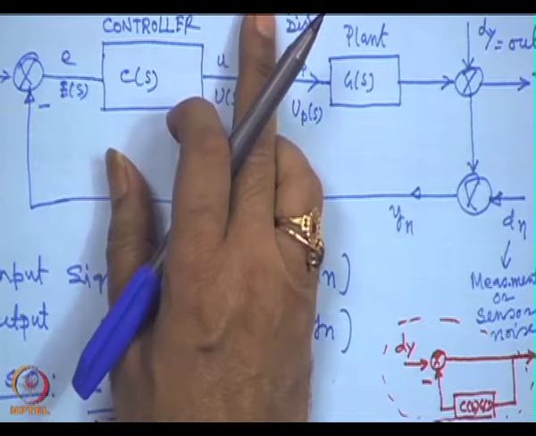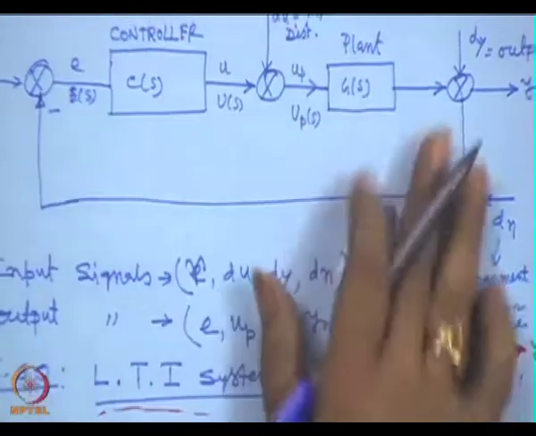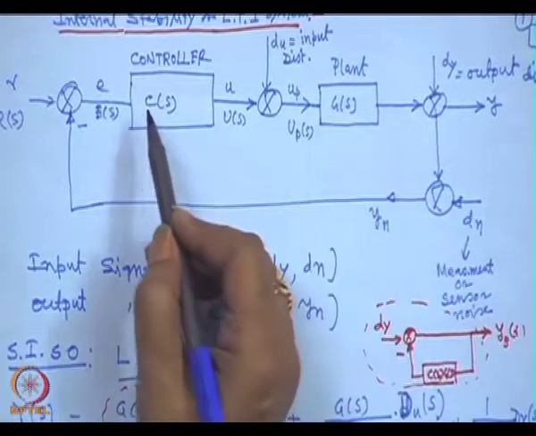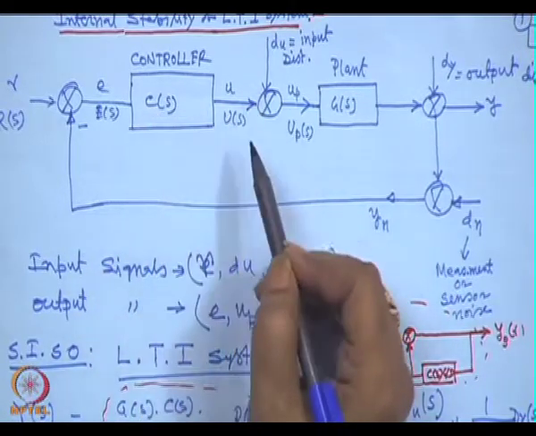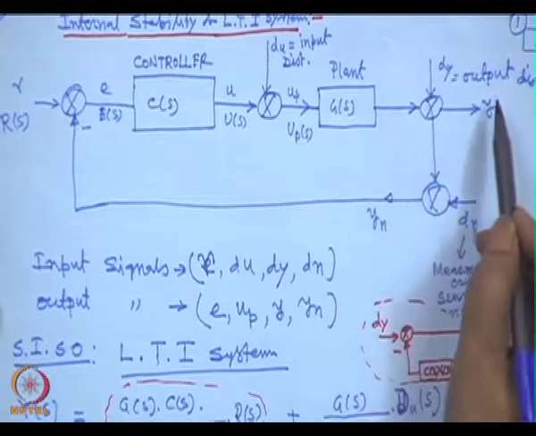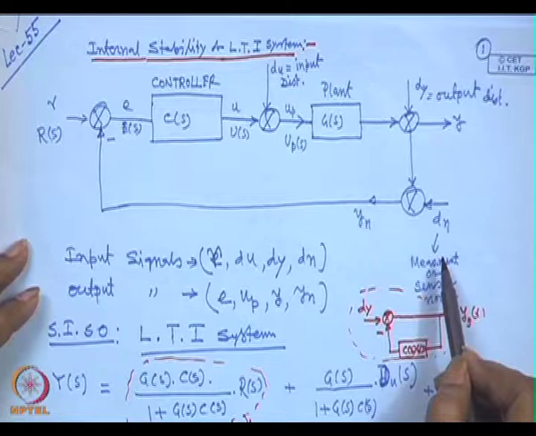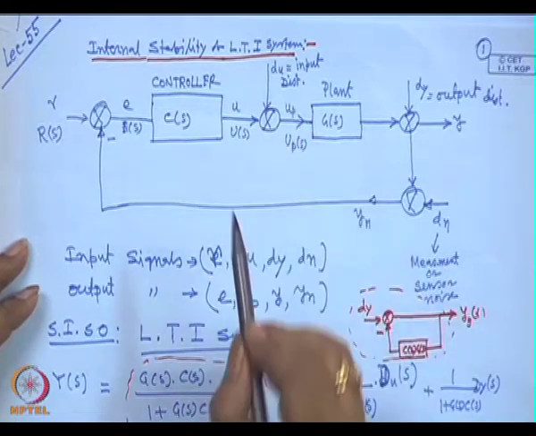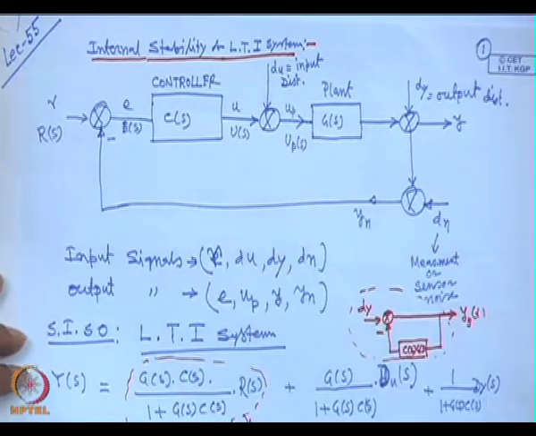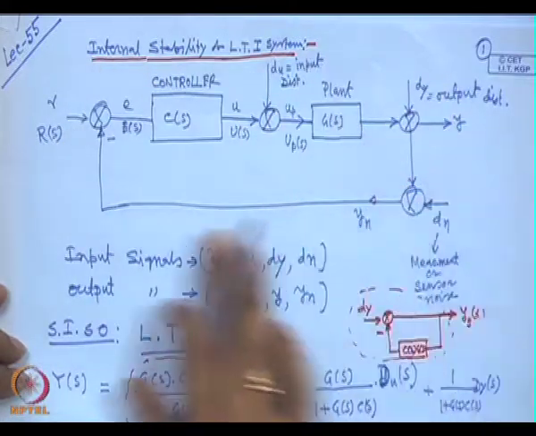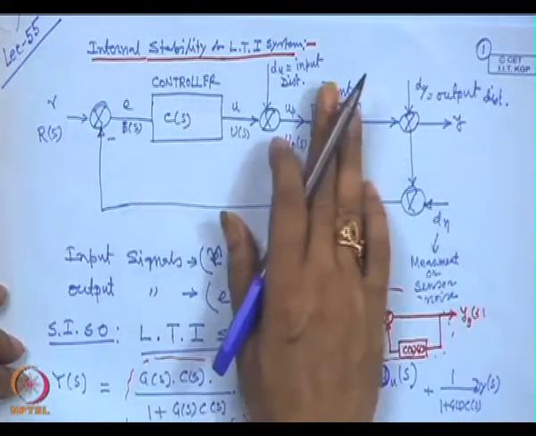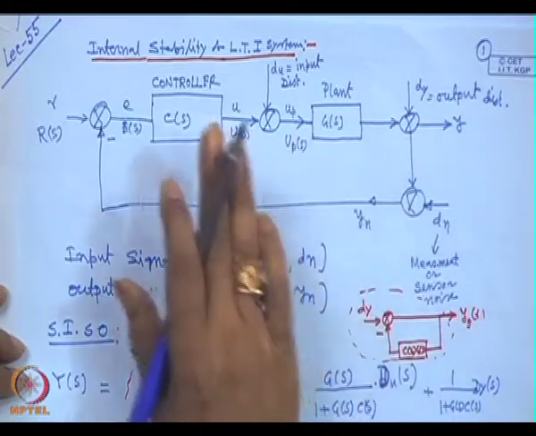In the last lecture we covered internal stability of a linear time invariant system. You have a plant, a controller, and in addition an input disturbance, an output disturbance and measurement noise. Generally measurement noise is a high frequency signal and disturbance is a low frequency signal. We discussed how to check the stability of this system in the presence of all disturbances and noises.